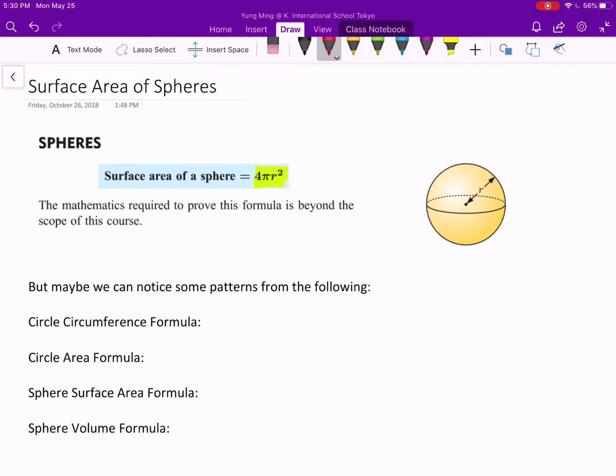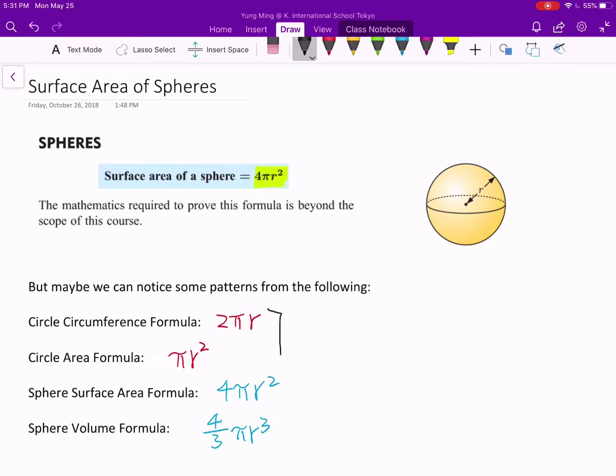I know it might be disappointing for some people not to be able to find out why the formula is 4 pi r squared. But if you like, you can notice some of the patterns in the following. First of all, let's start with the circle circumference formula. This is probably the first thing that we learned in elementary school, which is 2 pi r. And then we move up to the area, and someone told us that is pi r squared. And then today, we learned about the surface area for a sphere, which is 4 pi r squared. And then we also talked about the volume for a sphere, which is 4 over 3 pi r cubed. Let's find some patterns in this case.